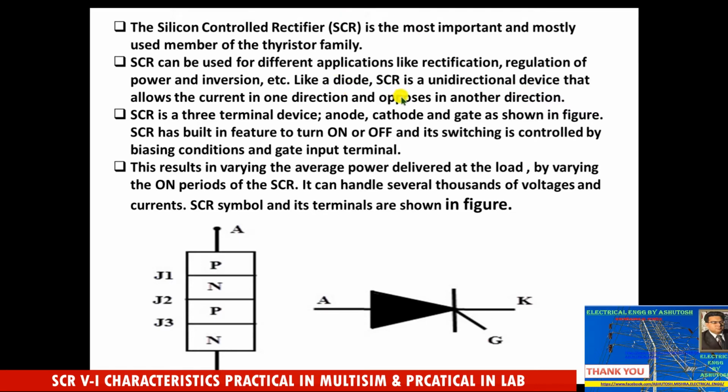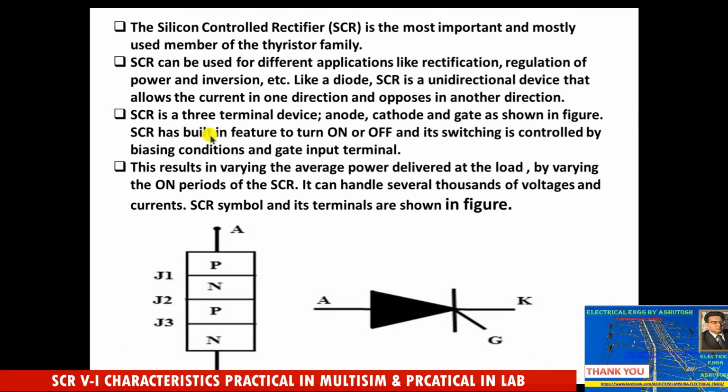Like a diode, SCR is a unidirectional device that allows current in one direction and opposes it in the other direction. Basically, SCR is a 3-terminal device. This is the anode, capital A, this is K, called the cathode, and this is the gate terminal. There are 3 terminals: anode, cathode, and gate, as shown in the figure.